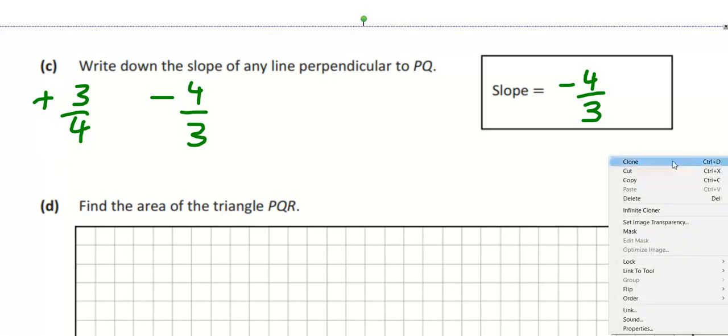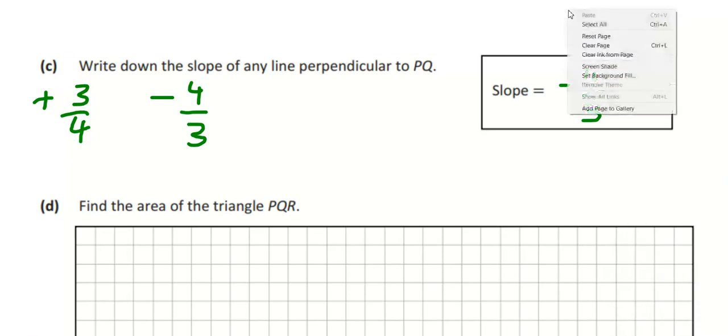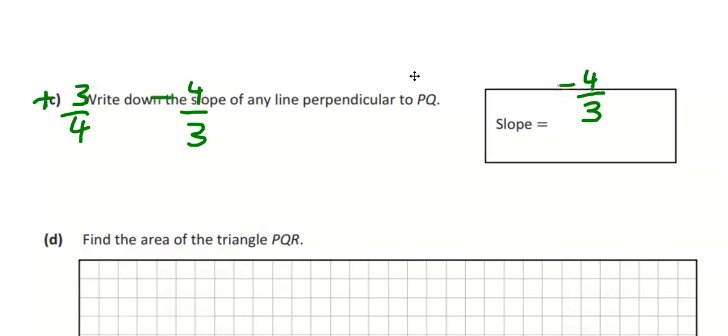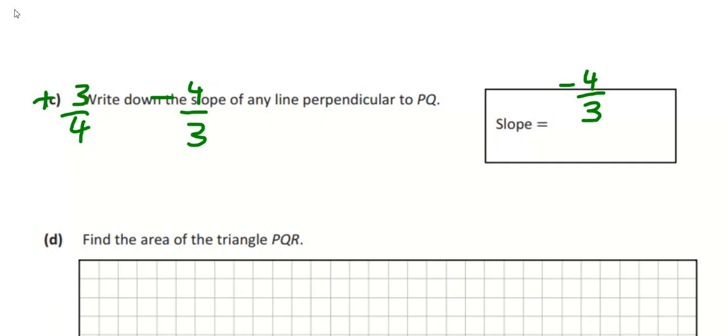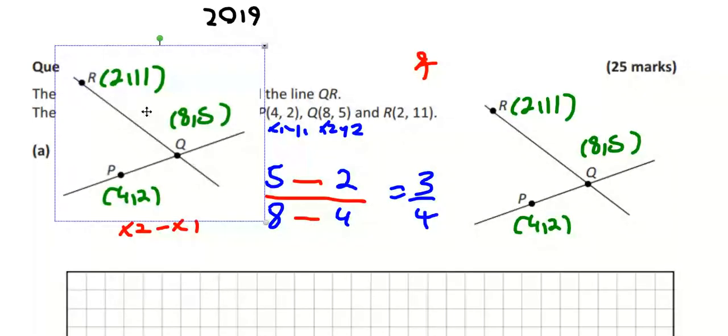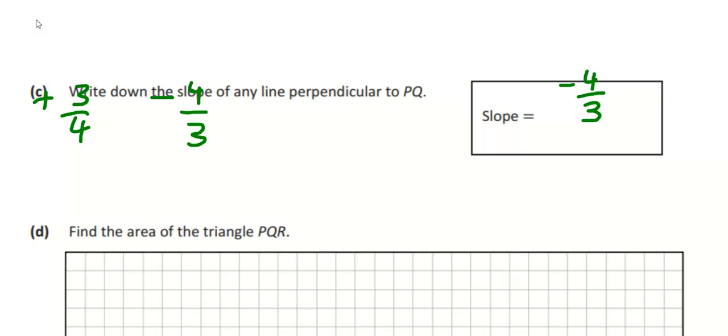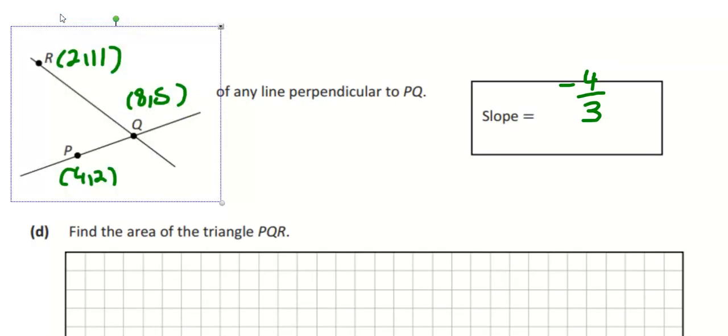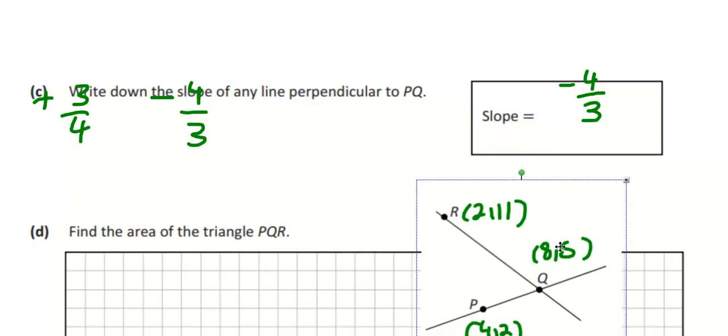Okay, hopefully I can get it here. Okay, let's try this again. Nope, it doesn't want to paste for me at all. Cut. Paste, here we go. Okay, now here's our triangle.